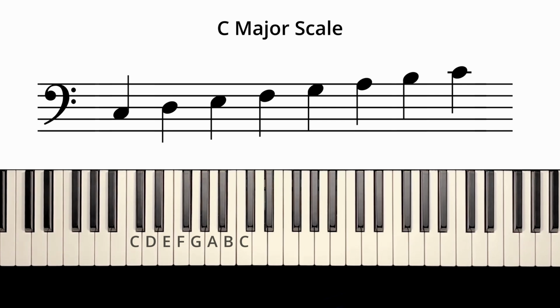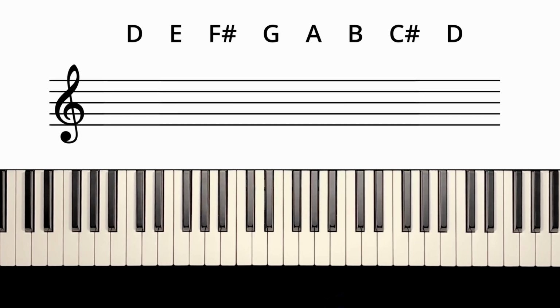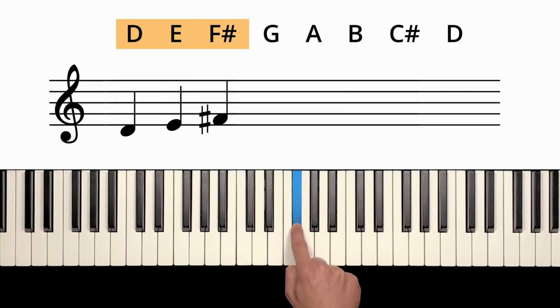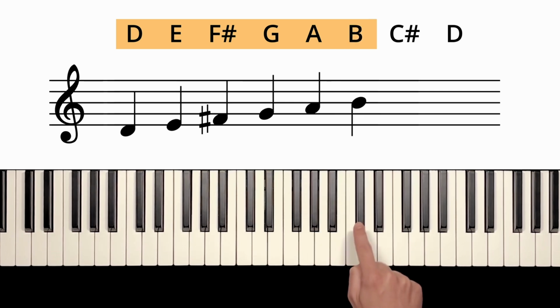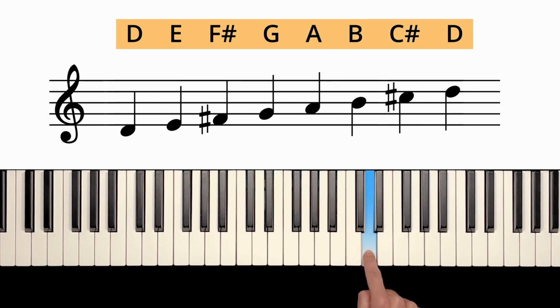Now, in order to use the black keys, we can place a sharp or flat symbol in front of a note. Let's write a D major scale. Since we know that this is middle C, going up one step in our notation system takes us to the next white key. Going up another step takes us to E, followed by F. Now we simply place a sharp symbol in front of the F to turn it into F sharp. And then we have G, A, B, C sharp before we get back to D.